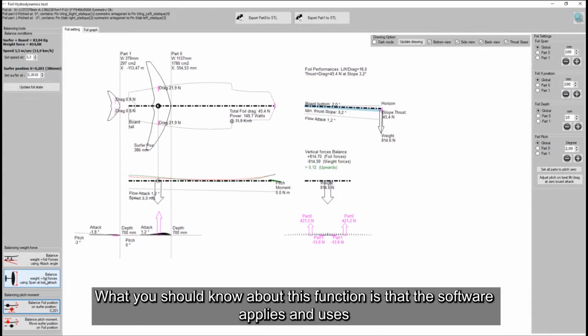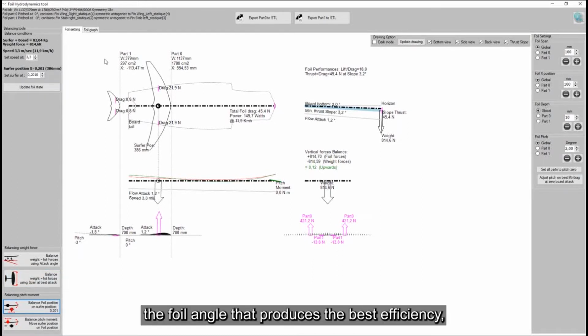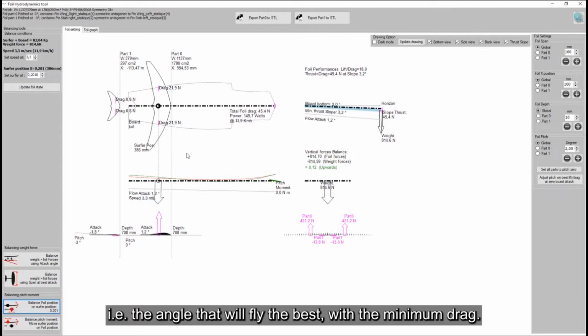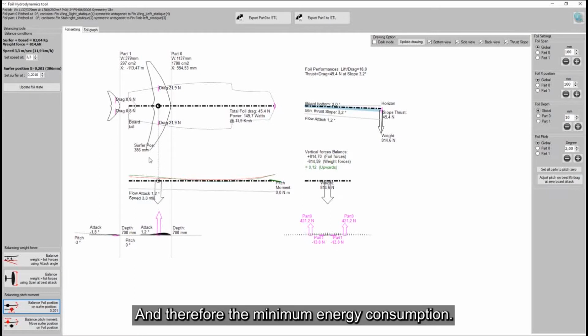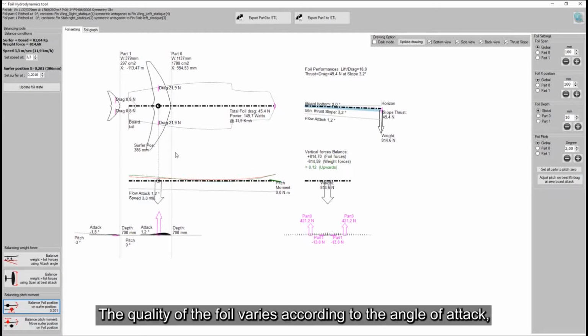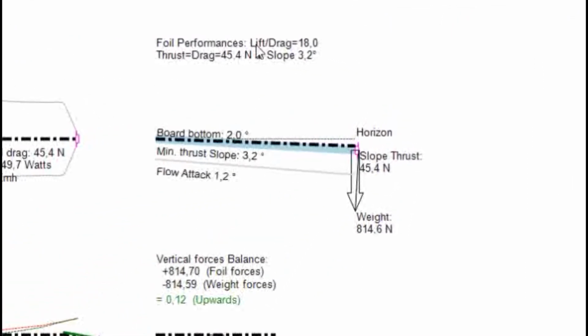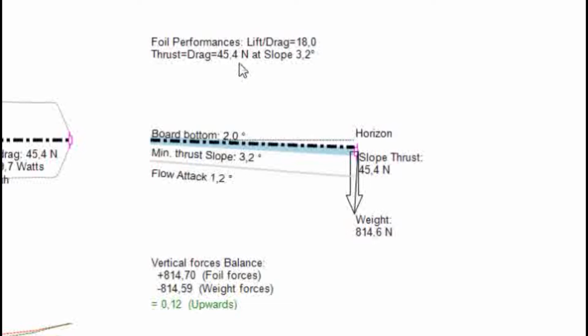What you should know about this function is that the software applies and uses the foil angle that produces the best efficiency, i.e. the best lift-drag ratio, i.e. the angle that will fly the best with the minimum drag, and therefore the minimum energy consumption. The quality of the foil varies according to the angle of attack. So we will select the angle of optimum incidence of the foil, so that it produces the best quality of flight. The quality of flight, given by the lift-drag ratio, here it is 18.